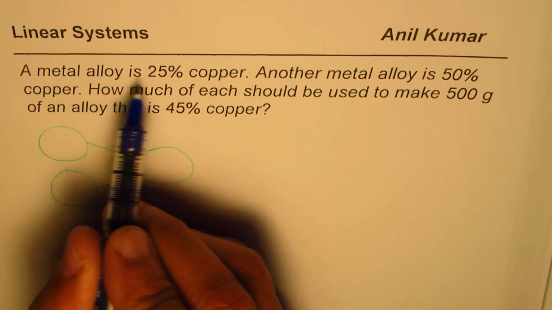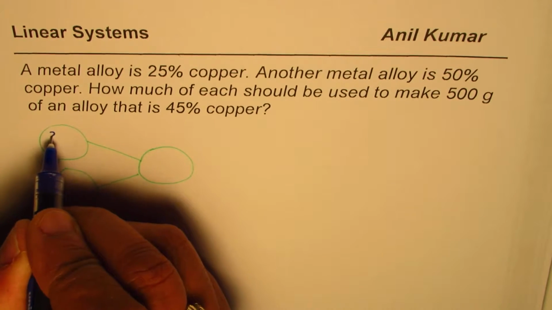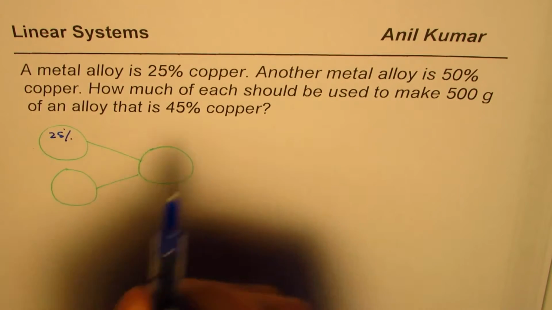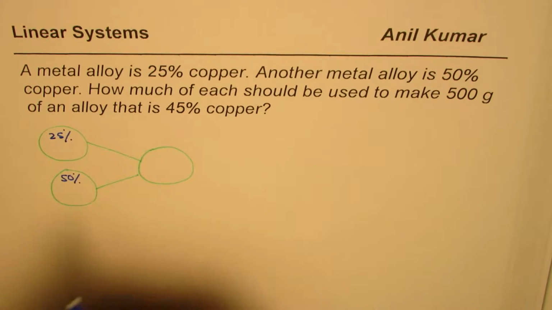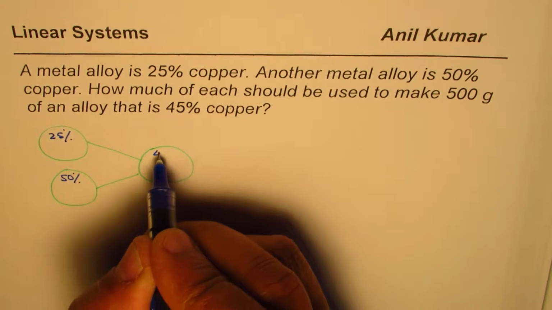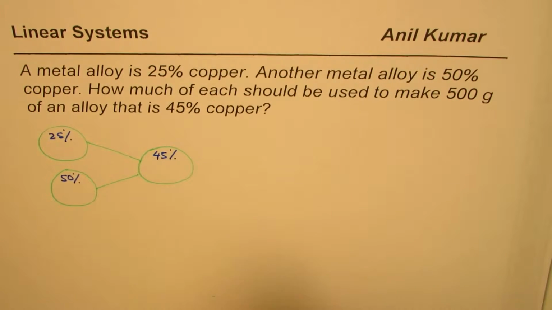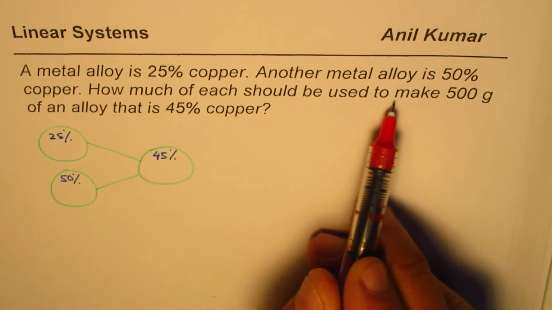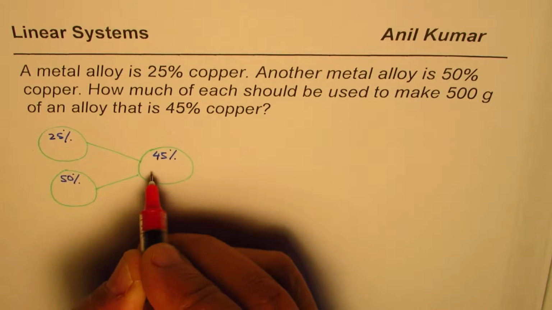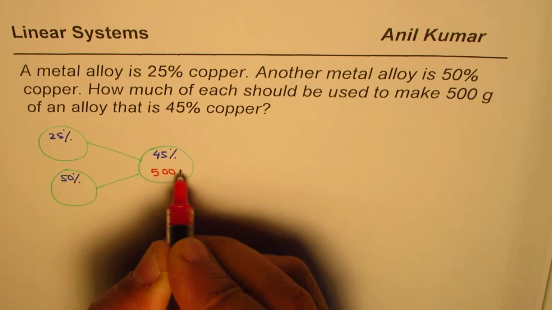Now first metal is 25% copper. Let me write 25% copper here. The other one is 50% copper. What we need is 45% copper, right? So this is what we need. How much amount of each are we using? That is what we need to find. It says how much of each should be used to make 500 grams. We need 500 grams here, right?